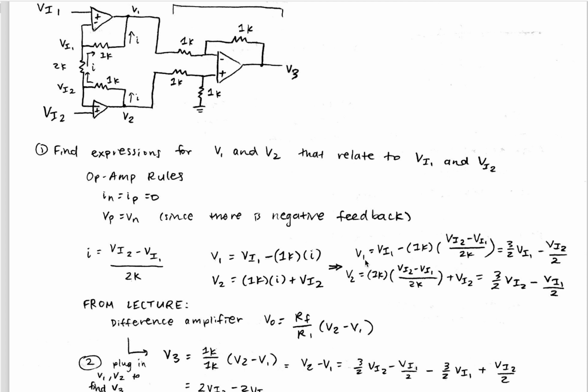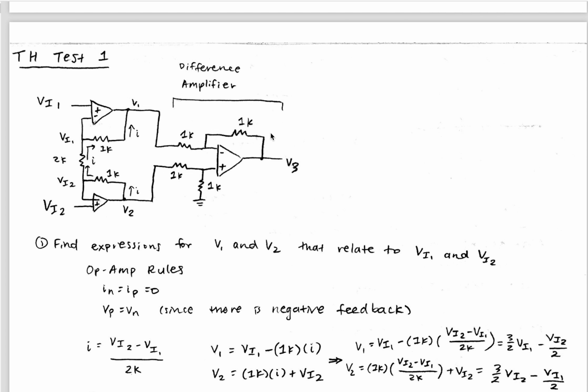And so from there, we can plug in our expression for I into V1 and V2 so that we can get two equations that only have VI1 and VI2 with no current variable in there.